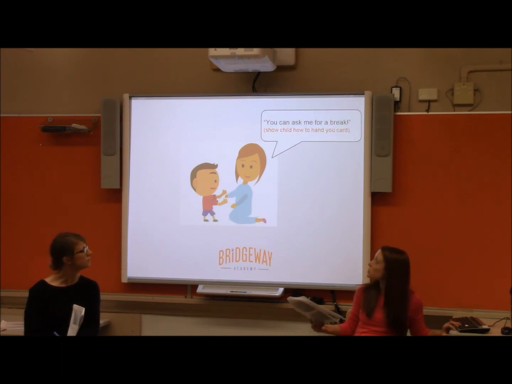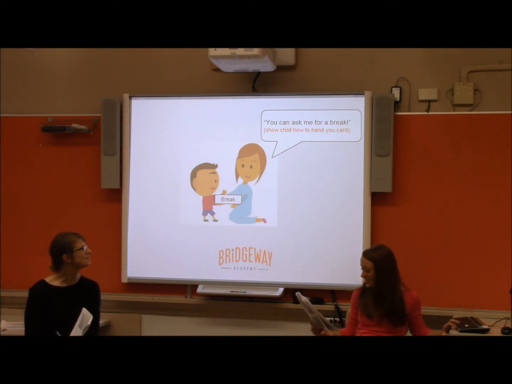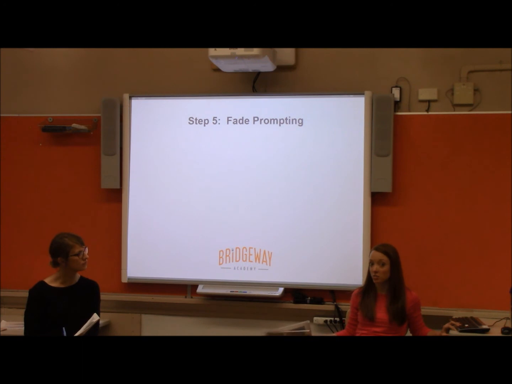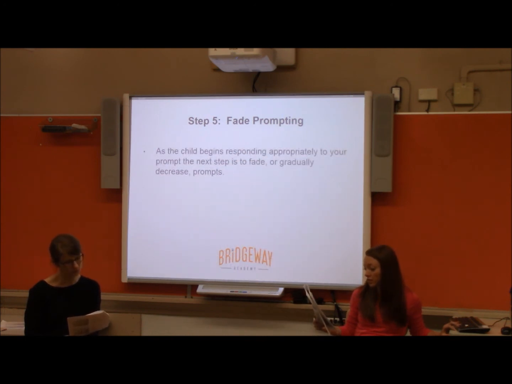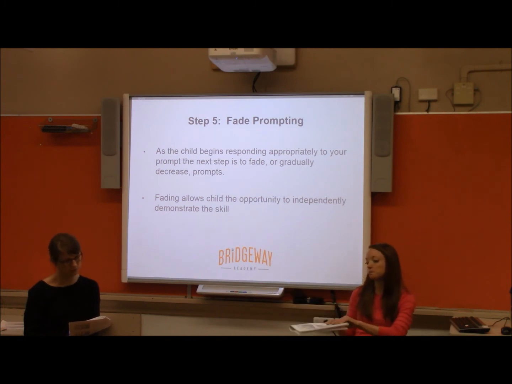This is just Carl's mom showing him how to hand her the card, another example. And then step 5 is you want to fade prompting. So you prompted consistently, your child is demonstrating the behavior you want to see with those prompts. Then you want to fade out your prompts and see can they do it more independently. So as the child begins responding, you're going to fade or gradually decrease the amount of prompts that you're giving. This allows the opportunity for the child to independently demonstrate the skill.